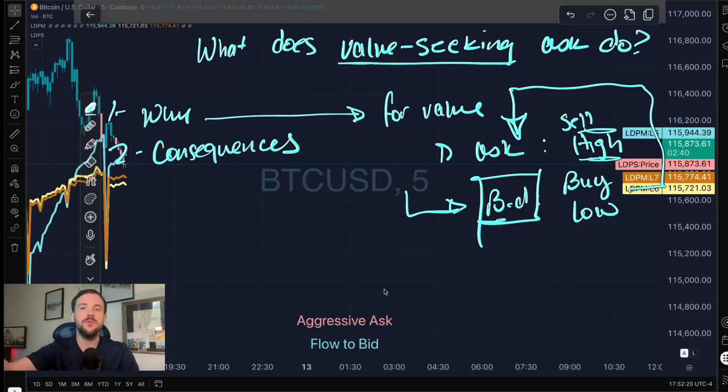This selling high is more of a dribble. They're not the ones eager and desperate to get out of positions, like if you were being short squeezed as a short seller.